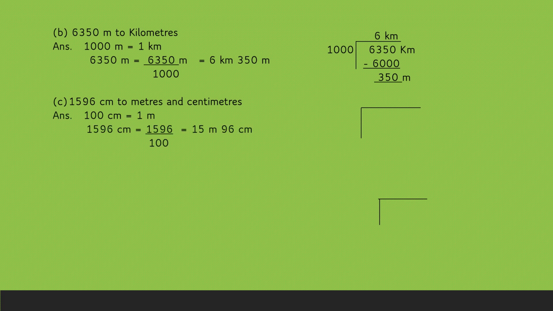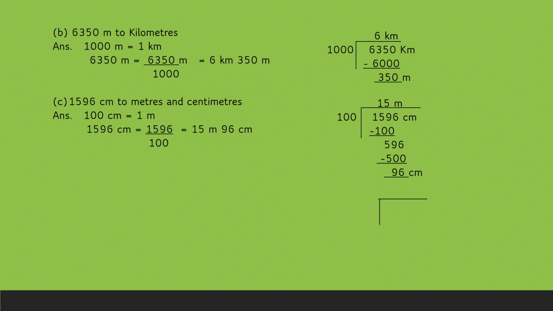Now 1596 centimeter will be divided by 100. Here 2 zeros are there in the denominator. So from the right, in the numerator also you have to count down 2 digits. So 96 will be your centimeter and 15 will be your meter. By long division method also you can see here 100 ones are 100. From 159 you will subtract 100. You will get 59. Then you will bring down the next number 6.